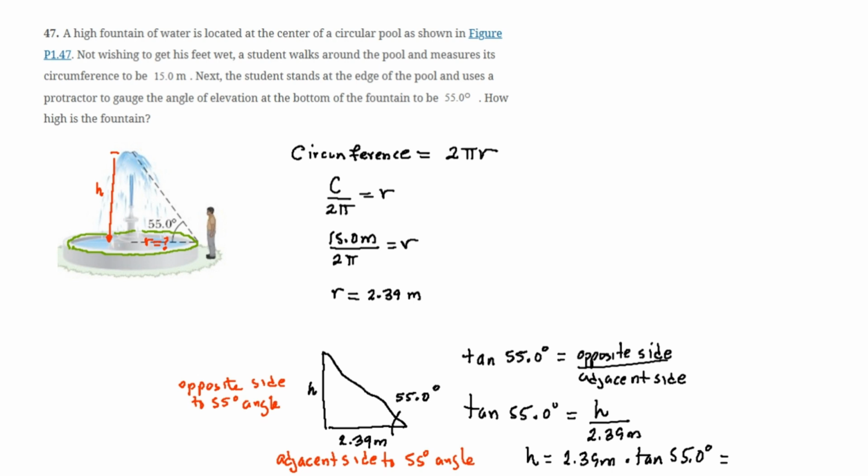So what is the value of h? When you calculate that, it would be 3.41 meters. That is the value of h. This is how high the fountain is.